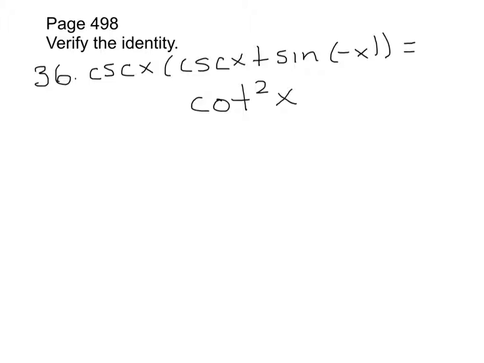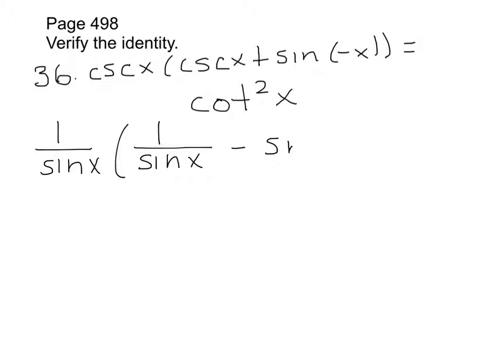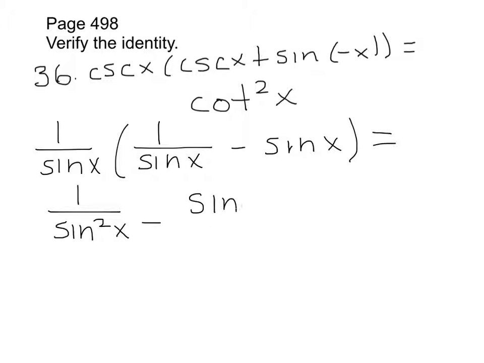So we'll start by rewriting cosecant of x as 1 over sine of x times 1 over sine of x. And sine of negative x is the same thing as the negative of the sine of x. And now, distributing 1 over sine through the parentheses, 1 over sine squared of x minus sine of x over the sine of x.